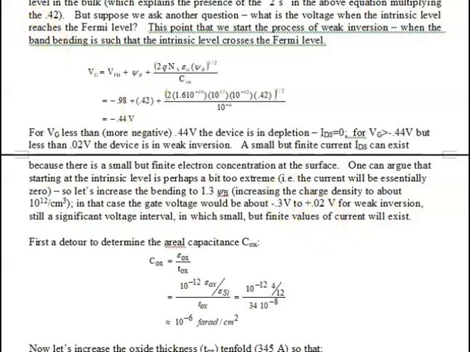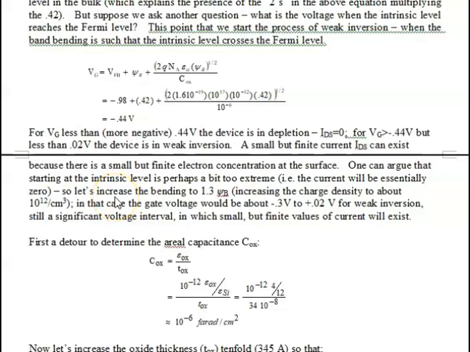And one can argue here that really intrinsic is a little bit extreme, because at intrinsic we really don't have any mobile electrons at all. In fact, we don't start really accumulating any measurable amount of mobile electrons until we're well into weak inversion.